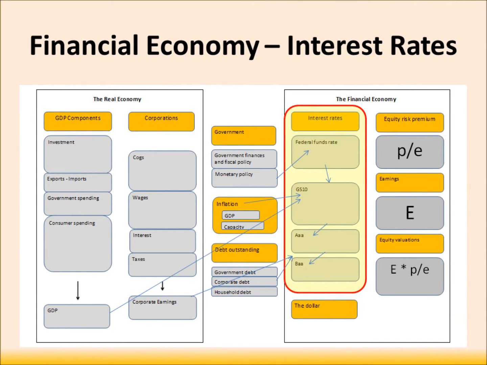Coming back to the financial economy, let's look at interest rates. So the federal funds rate is determined by monetary policy, and that in turn has an impact on the long-term rate, the GS10, which is a function of the federal funds rate plus GDP growth plus inflation. And then that goes on to impact corporate bond interest rates, which are also impacted by the amount of corporate debt outstanding and the level of corporate earnings.